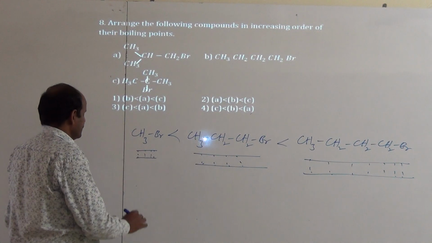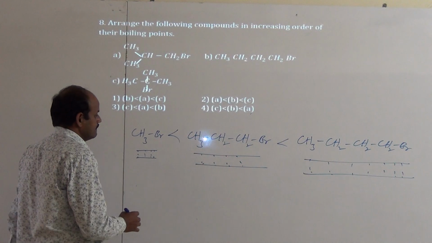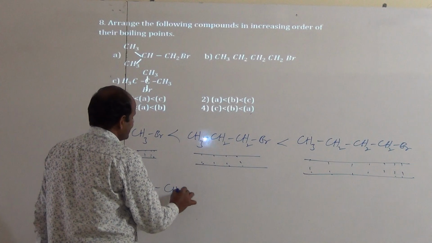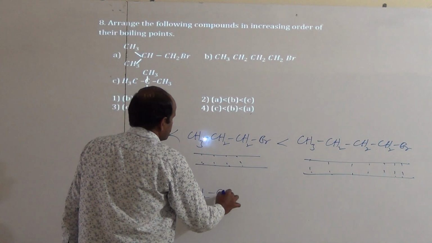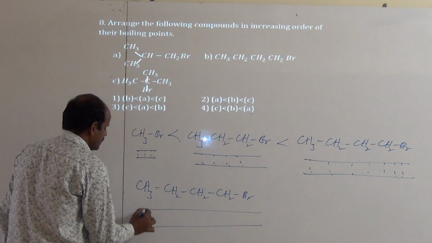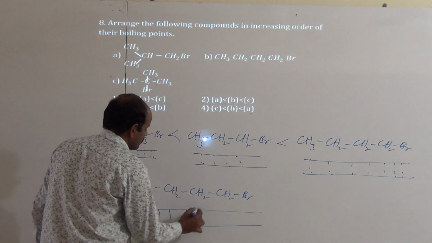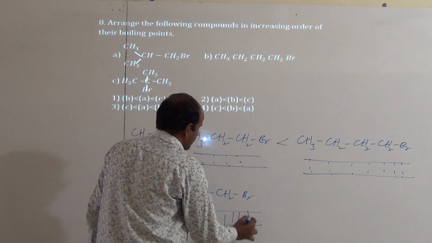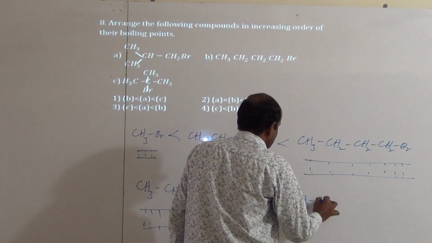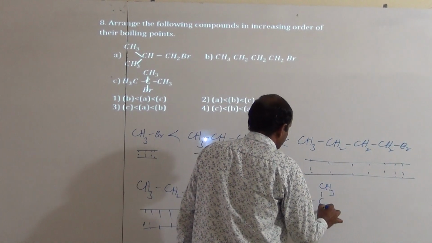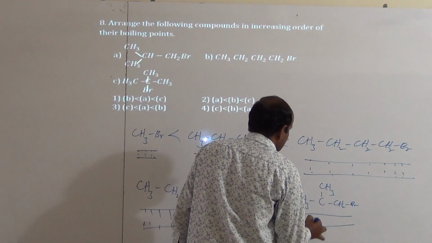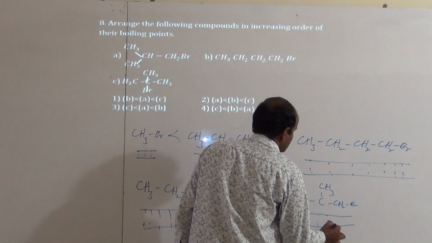Next, now branching. If branching increases, then the boiling point decreases. Why? Because the length decreases. Here this much length is there, then attraction forces are very high. Okay, here branching increases. CH3, CH2 Br. Then the length decreases now. When the length decreases, then attraction forces decrease now.